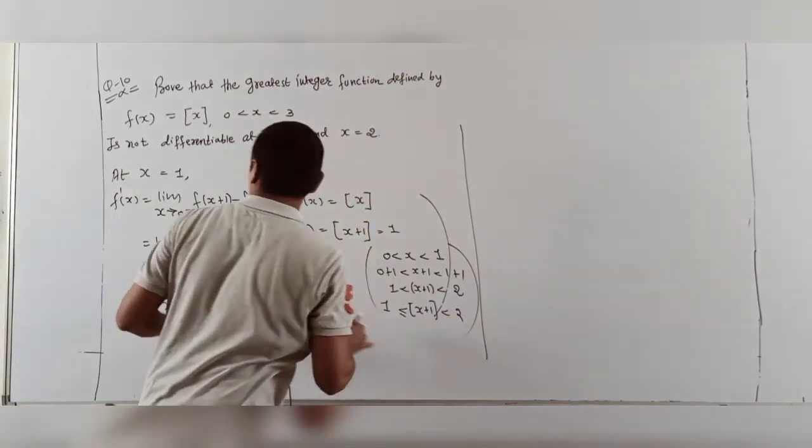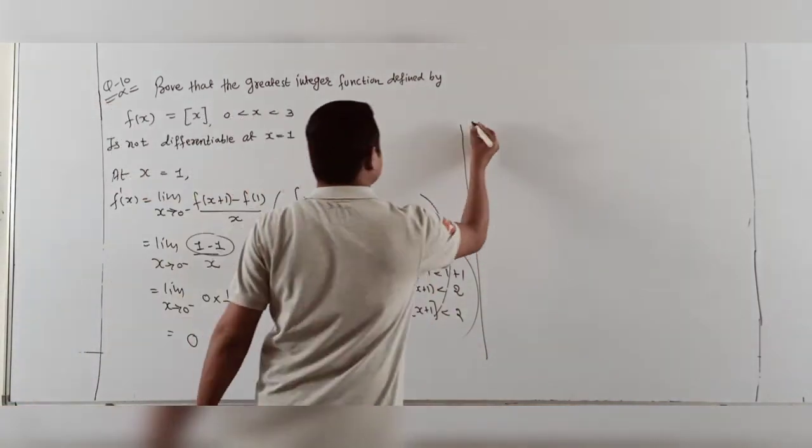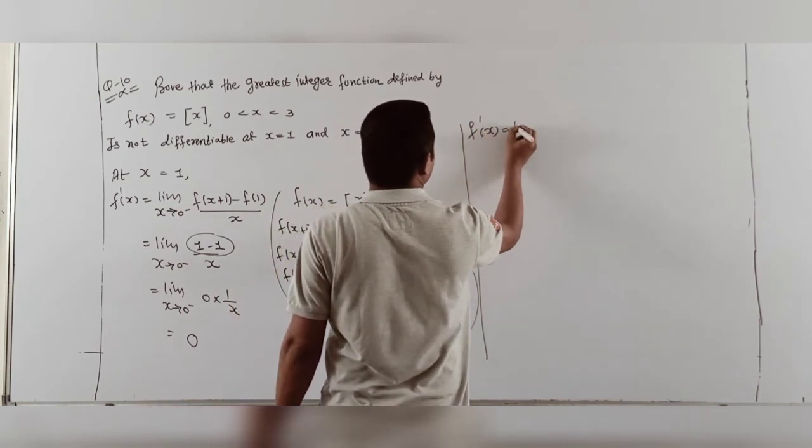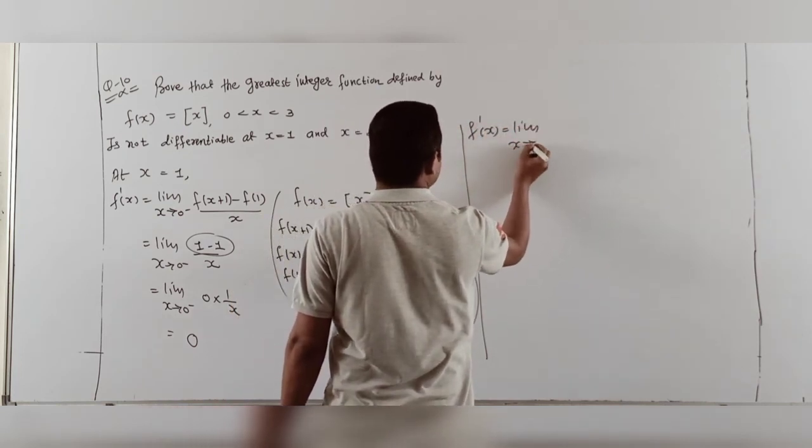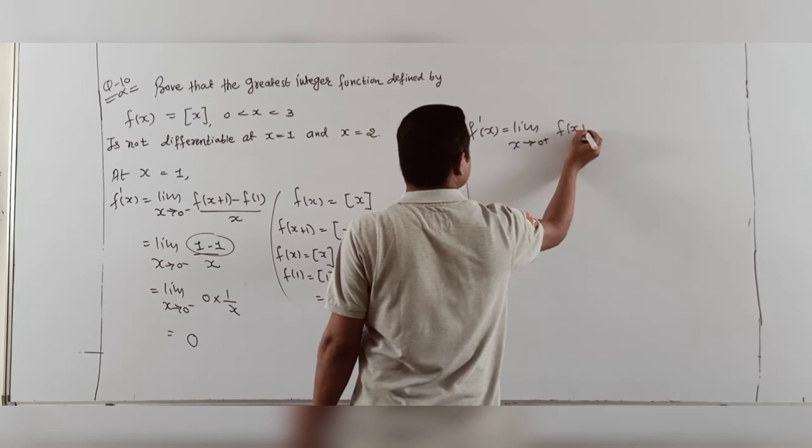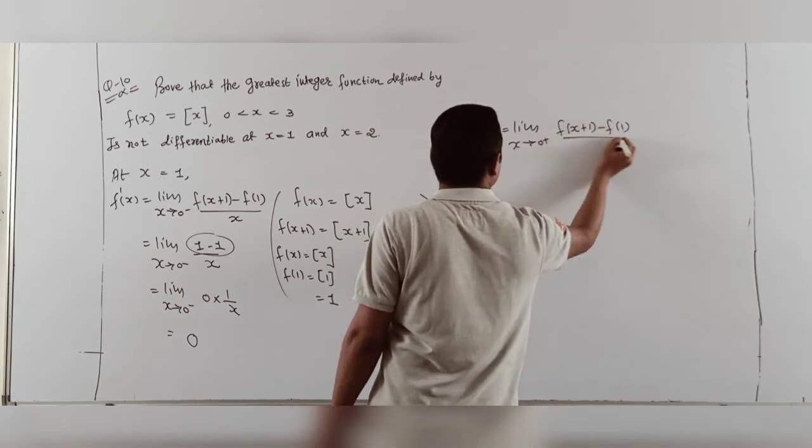Now see students, I go to the right side. f dash x, limit x tends to 0 positive of f of x plus 1 minus f(1) by x.